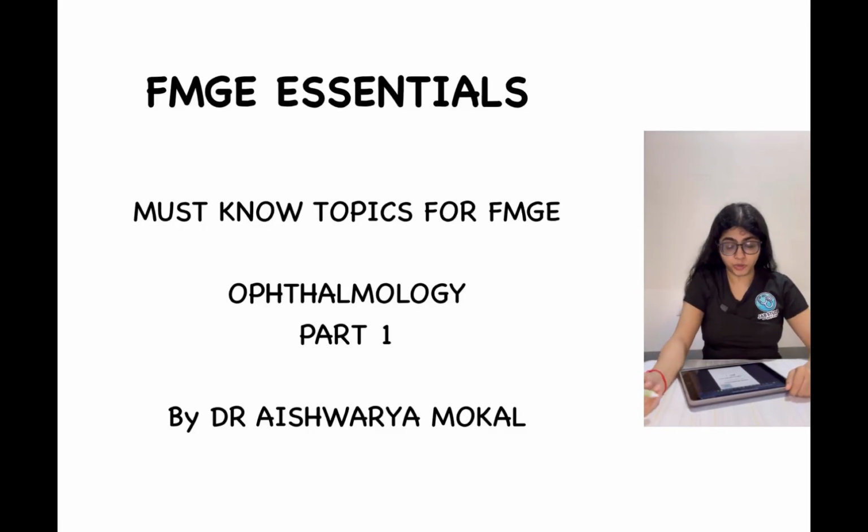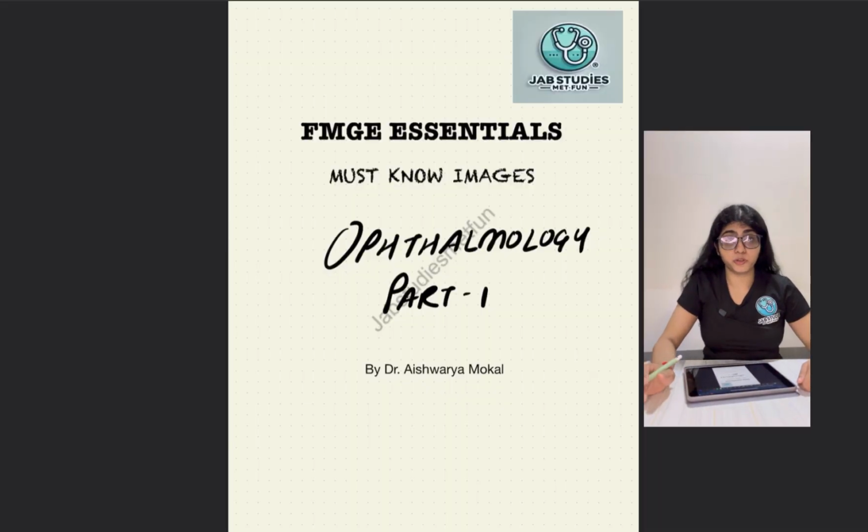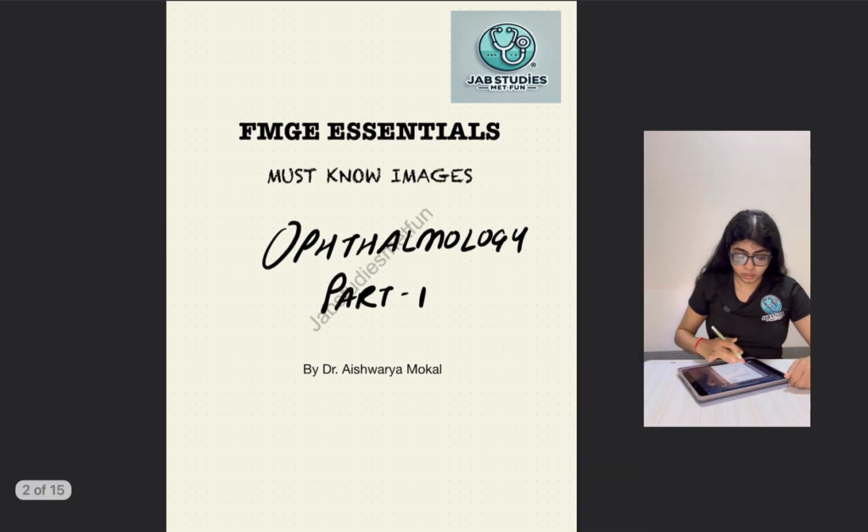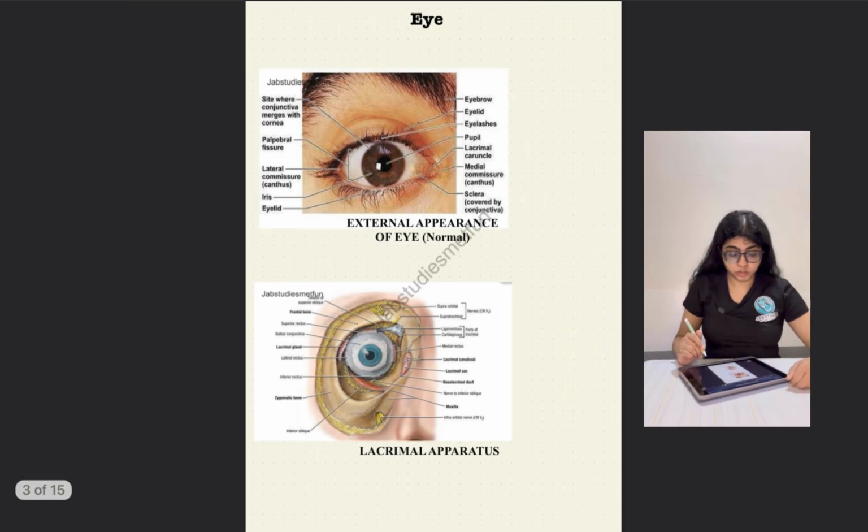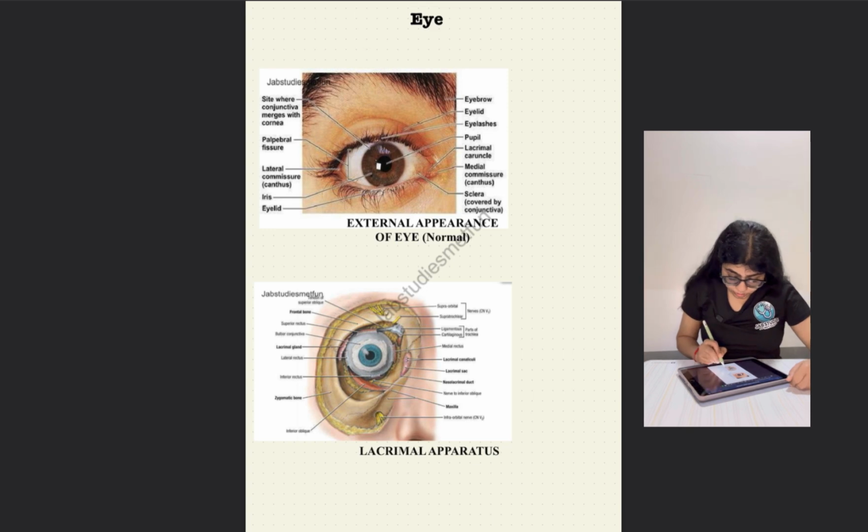I'm Dr. Aishwarya Mukal and this is your first part for ophthalmology must-know images. So let's get to it. The external appearance of the eye is normally not asked in the exam, but you should know it for your own information. Lacrimal apparatus, however, can be asked. Most importantly, the different important landmarks of the lacrimal apparatus, that is the lacrimal canaliculi, the lacrimal sac, the nasolacrimal duct, and most importantly the lacrimal gland.